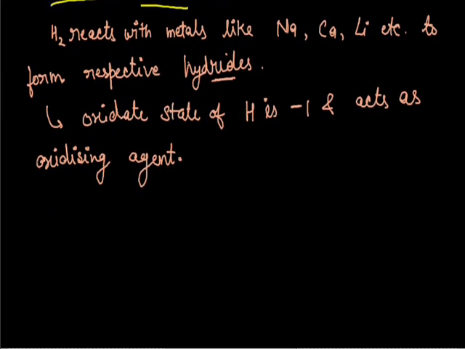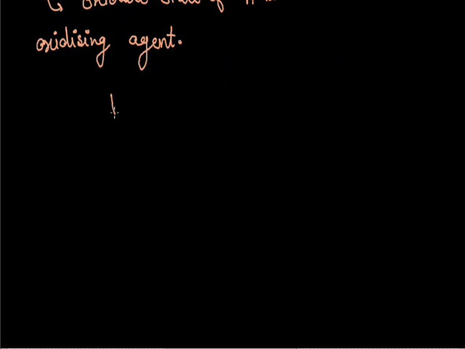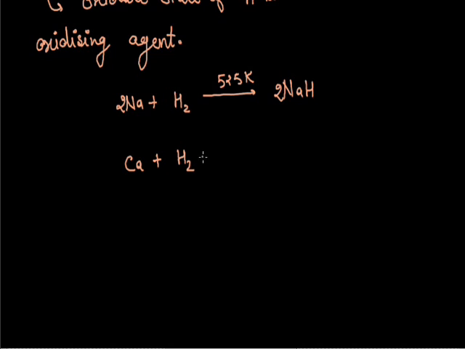For example, hydrogen reacts with sodium at a temperature of 525 Kelvin, and it forms the hydride known as sodium hydride. In the case of calcium, hydrogen reacts with calcium at 525 Kelvin, and the product is calcium hydride.